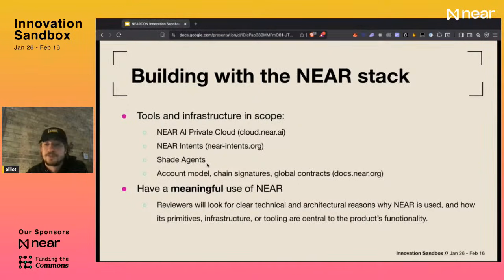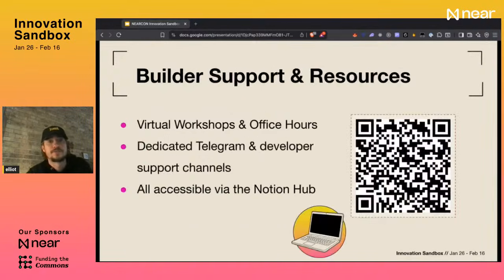Shade agents, which is kind of this idea of running code, verifiable execution in a secure environment. And then, of course, the account model, chain signatures, and global contracts. As we saw today, there's a lot to explore with the account model and global contracts. So do take a look.